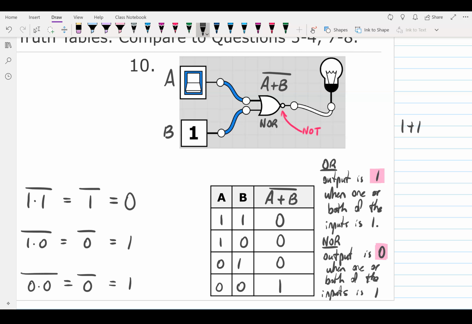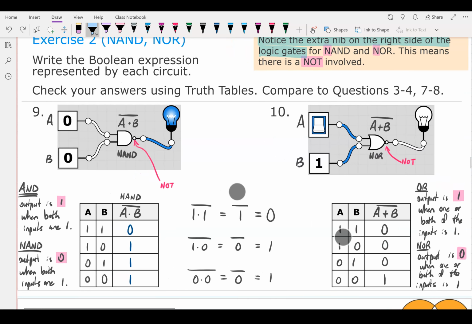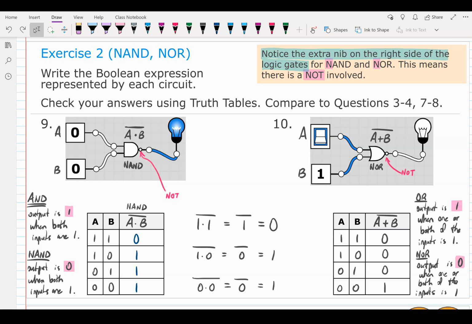So normally, for OR, 1 plus 1 is 1, 1 plus 0 is 1, 0 plus 1 is 1, 0 plus 0 is 0. The NOR version of this flips everything. It puts a NOT over all of this, which means the final answers are just the opposite of what we started with. So that's what NOR does. Finally, let's check. 1 and 1 gives us 0. In other words, on and on gives an off, or whatever way you want to put it. All right, so now we've done NAND, we've done NOR, and hopefully it makes sense to you.